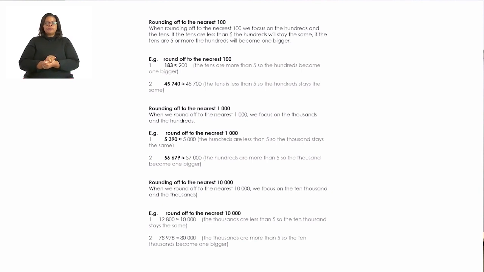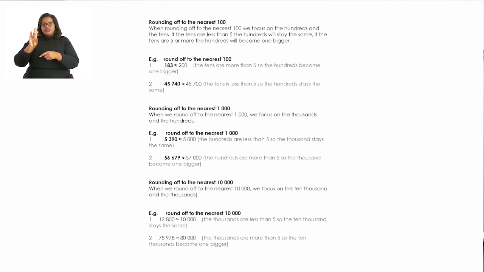The second example, 45,740, rounded off to the nearest 100. Guys and girls, I hope we are still together. We find the number in the place of the 10 and the number in the place of the 100. Then we read, the 10 is less than 5, so the 100 stays the same. Our 10 is a 4, meaning it cannot change the 7, and 45,740 is rounded off to 45,700.